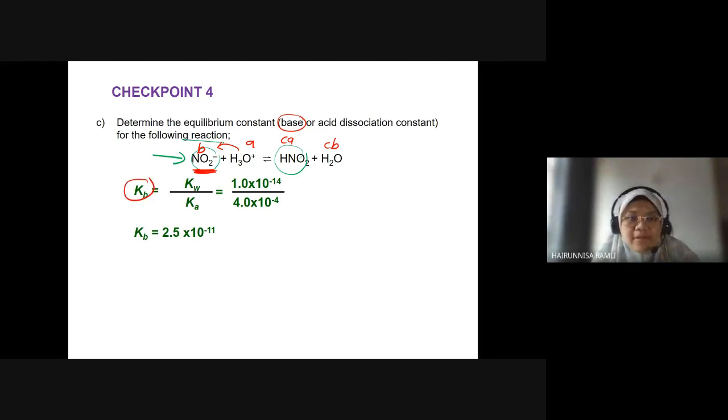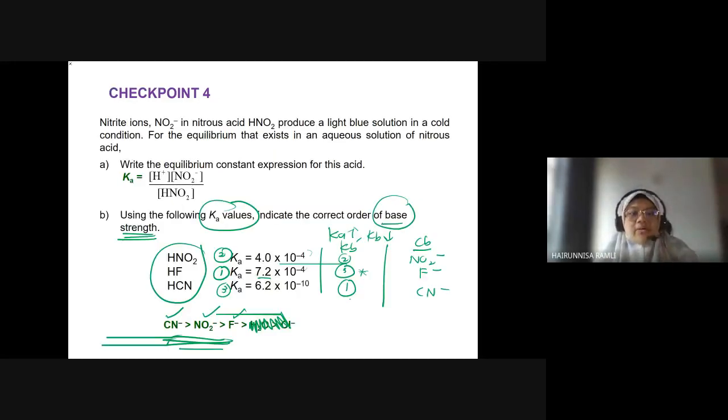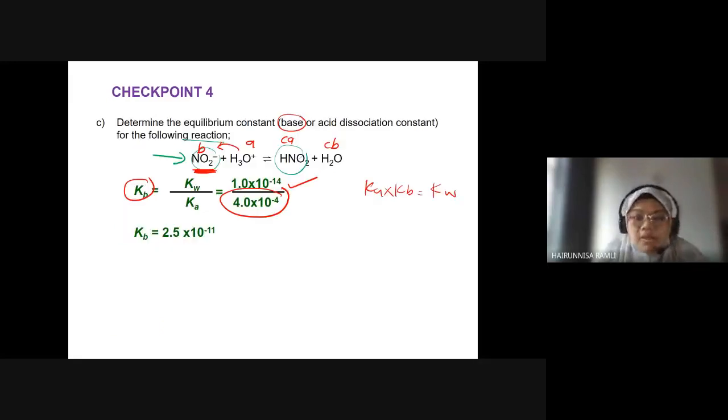Okay, so we know the formula just now is Ka times Kb equals Kw. So the value of Kb is equal to Kw over Ka. So this is a constant. So how to get this value? Ka referring to this Ka, so it is for NO2-. So Ka is from the acid HNO2, right? Kb is for NO2-. So HNO2 is the Ka, right?